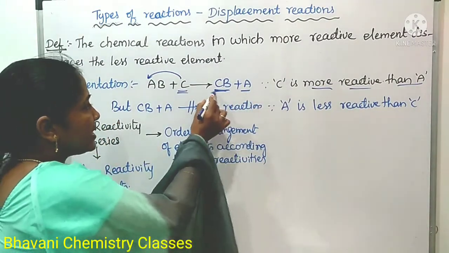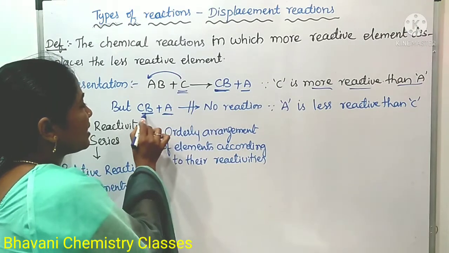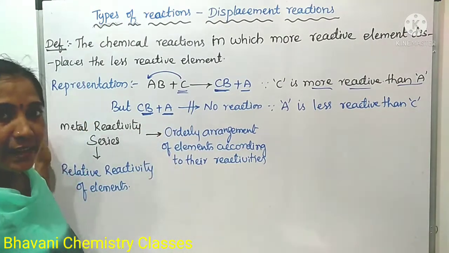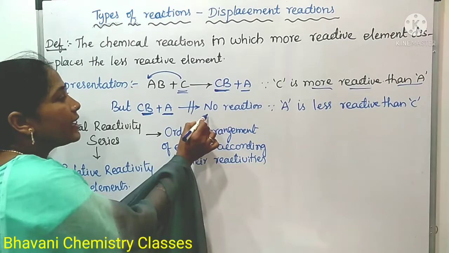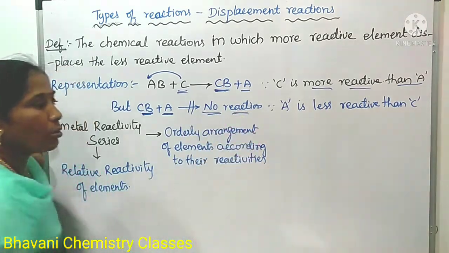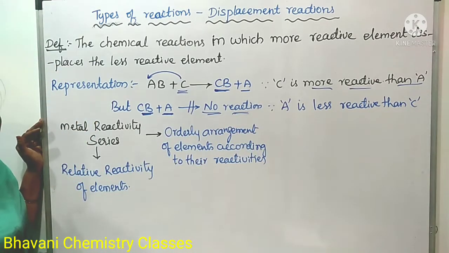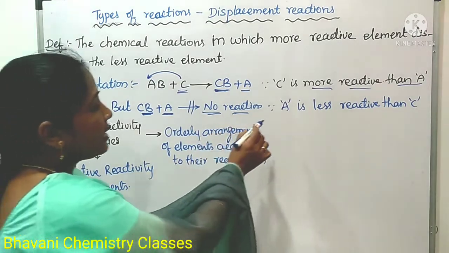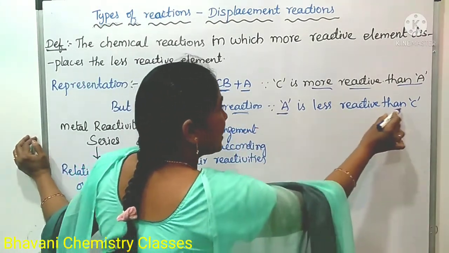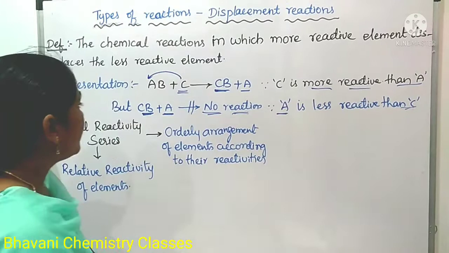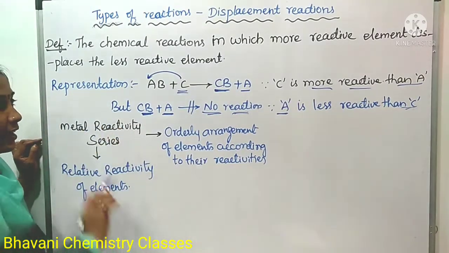But if you take CB plus A as the reactants, it will not form any products, which means no reaction. Why? Because A is less reactive than C. Okay, it is fine.